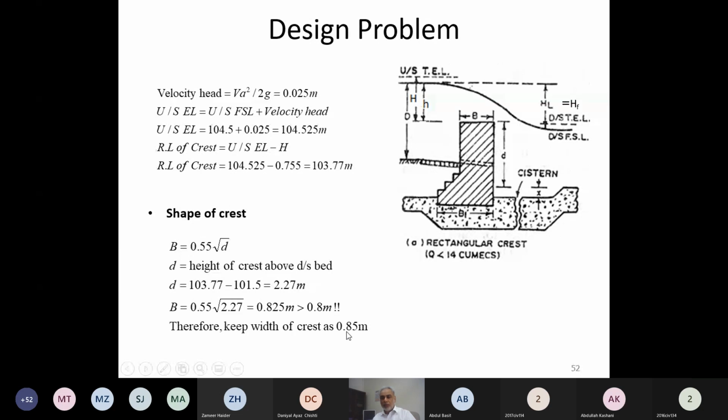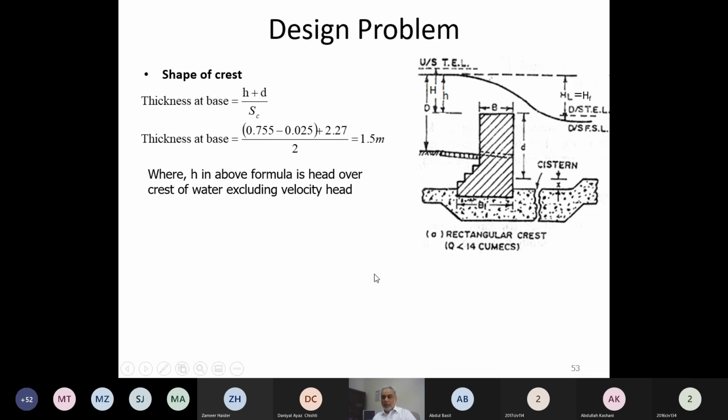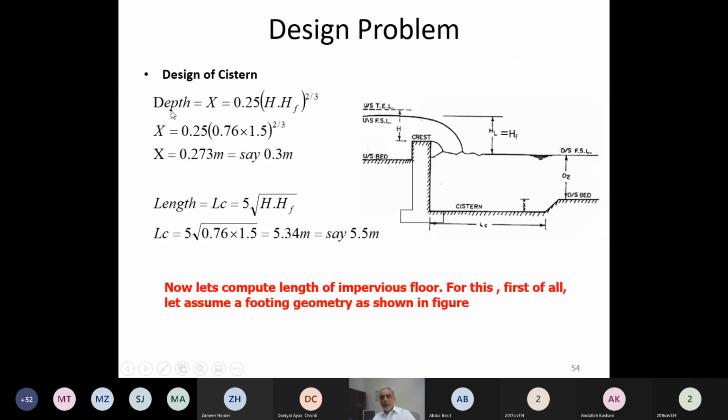So that value should be selected over here, and then recheck the H, recheck the D, and then recheck the B from this formula. Hopefully a closer value will be there. I think we can ignore a difference of something around 0.1 meter. That is just my understanding, not written anywhere. Shape of the crest, as it has been informed, the base width will be H plus D over the specific gravity 2. So bottom width will be 1.5 meter.